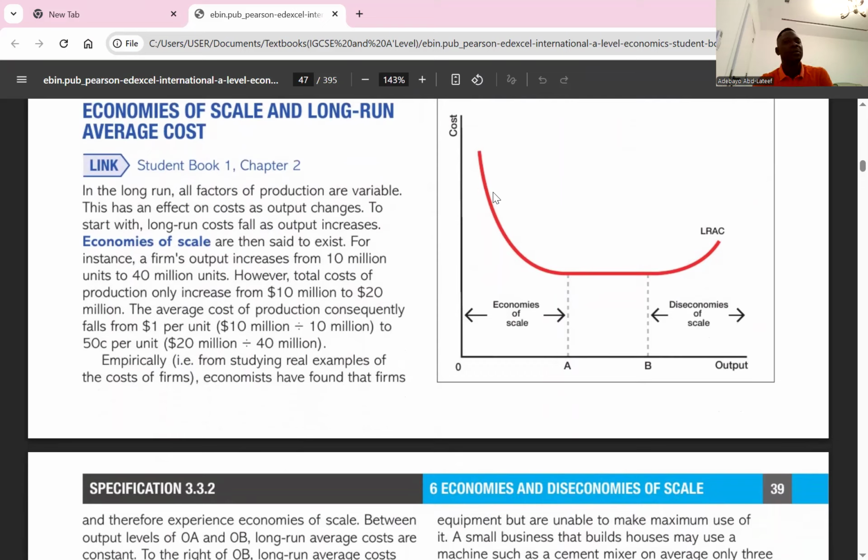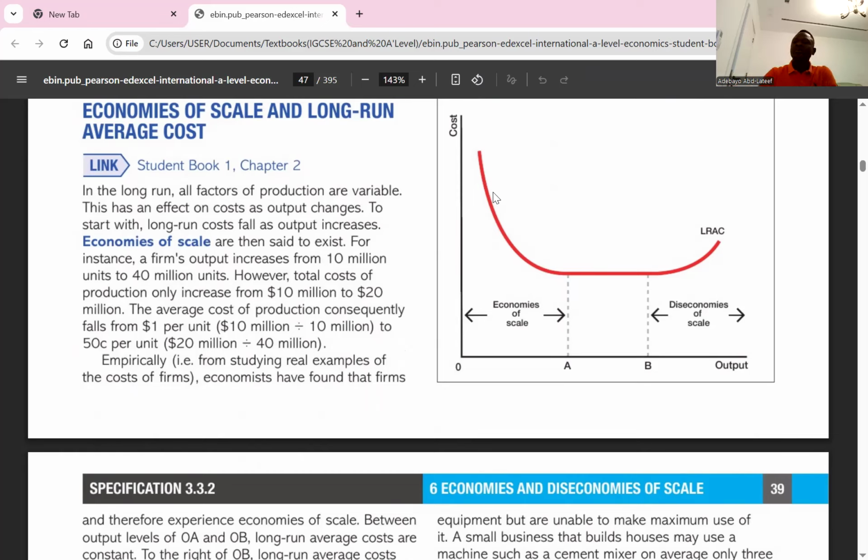In the course of using them, in the long run, it allows us to expand. And if we are able to expand as a firm, it means our average cost of production is expected to fall. That is when we witness economies of scale.